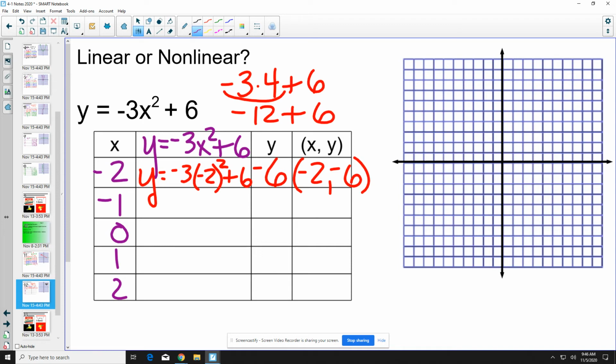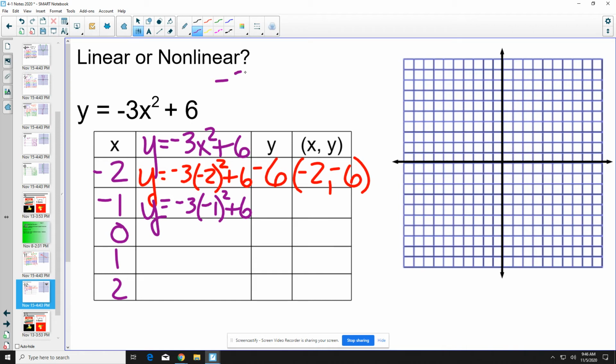All right. If we look at the second line, do this with me. We're going to take negative 1 and plug it in for x. So we're going to have a negative 3 times negative 1 to the second plus 6. Remember, you got to do your exponents first because PEMDAS says exponents before multiply and divide. So negative 1 times negative 1 is 1. So what I have is a negative 3 times 1 plus 6. Well, negative 3 times 1 is negative 3. Negative 3 plus 6 is 3, right? So this would be negative 1, 3.